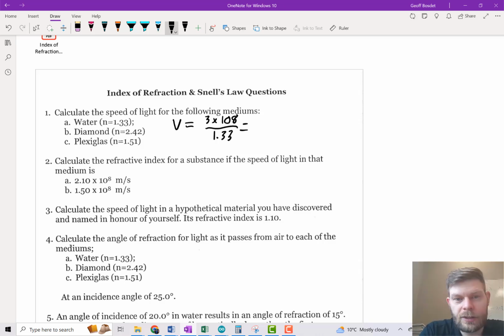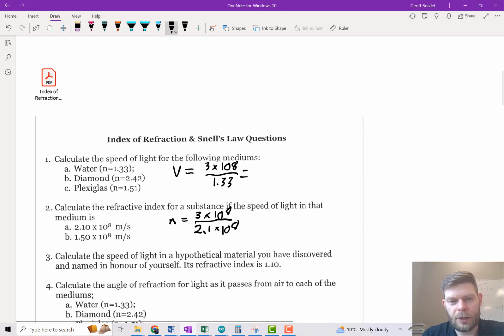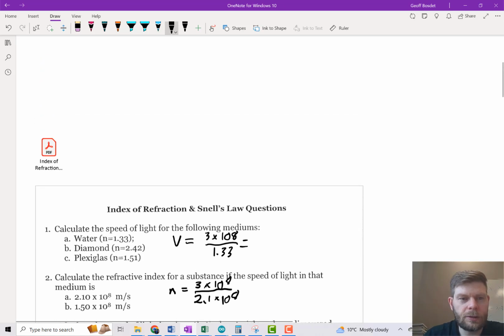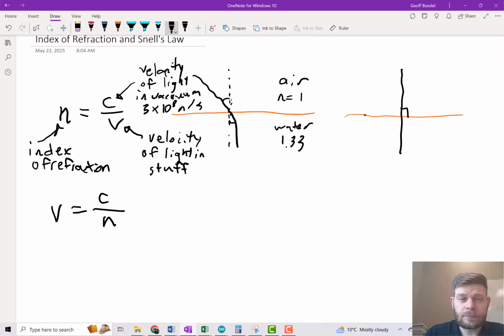Here we've got the other version. If we know the velocity of light in the stuff, we can find the index by taking the speed of light in a vacuum and dividing it by the speed of light in the stuff. For one, it's 2.1 times 10 to the 8. This one's easier: 3 divided by 1.5 is 2, so this would have an index of 2. For the other, I'm not quite sure offhand, but throw it in the calculator, you're done. 3 over 2.1, done. Anyway, so that's index of refraction and this funny little formula.